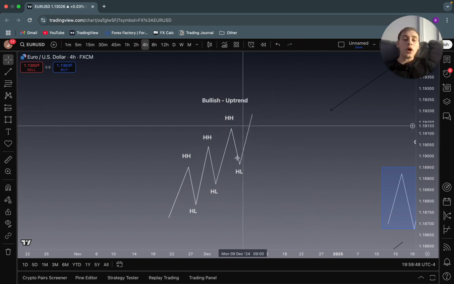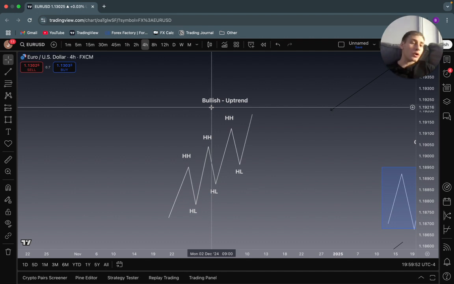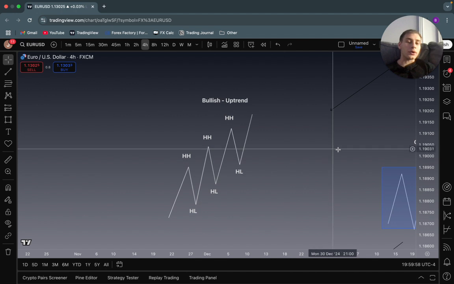Okay, so an uptrend is also known as bullish, or a bull market. That's why if you hear people say like life be bullish or whatever, things along those lines, it's because this means things are going up, right?